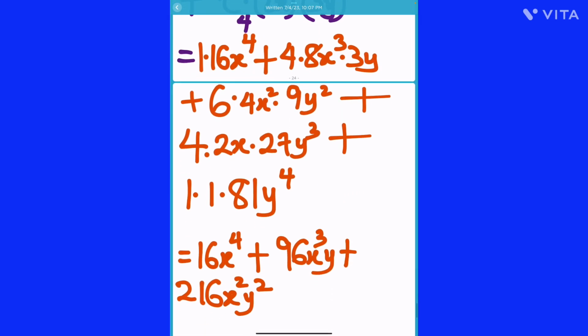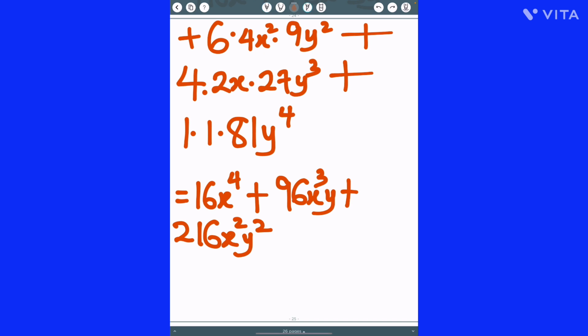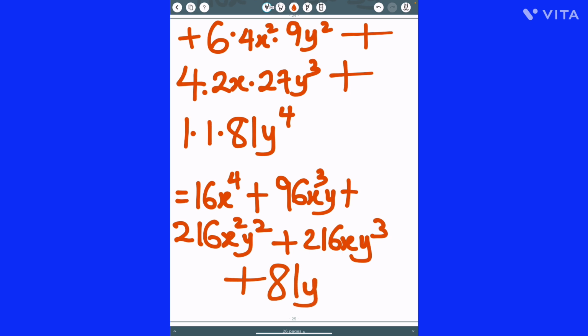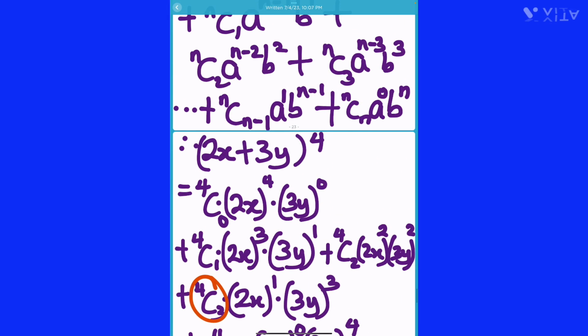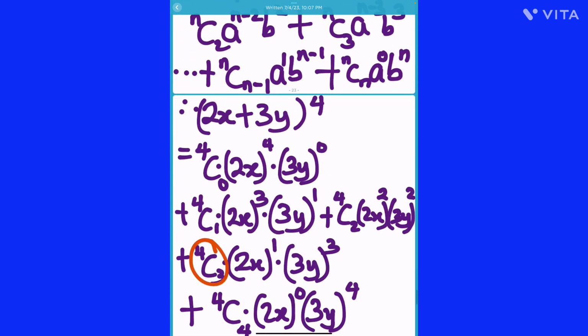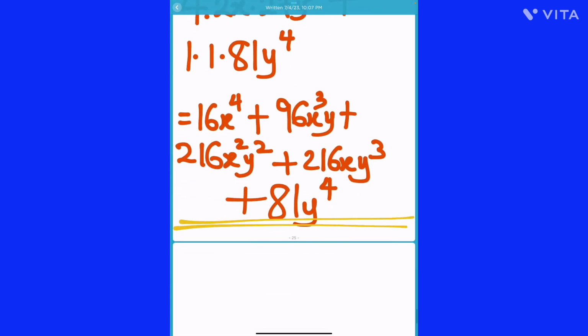Let's go to the fourth term. This is my fourth term here. I'll multiply constants first. 4 times 2, 8. 8 times 27 will also give me 216xy cubed. Then plus the last term, 81y raised to power 4. This is the expansion of 2x plus 3y all raised to power 4 using the binomial theorem.